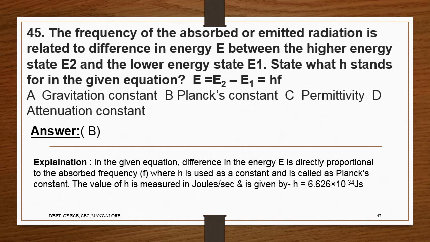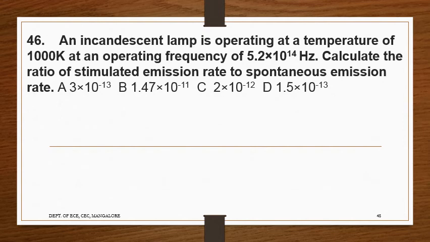The difference in energy E is directly proportional to the absorbed frequency F, where H is a constant called Planck's constant. It's measured in joules per second, given by H is equal to 6.626 into 10 power minus 34. Okay, we'll move to the next question.